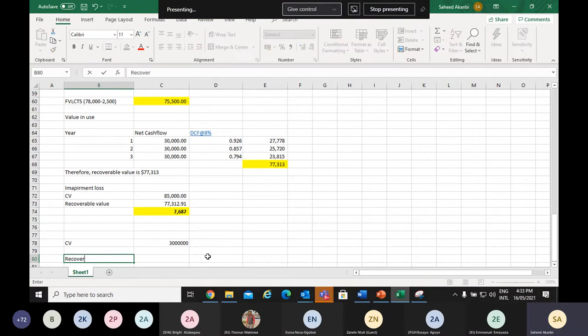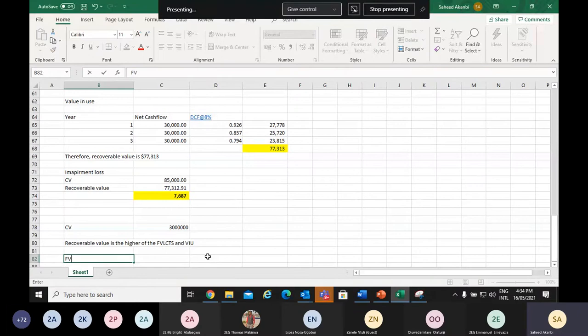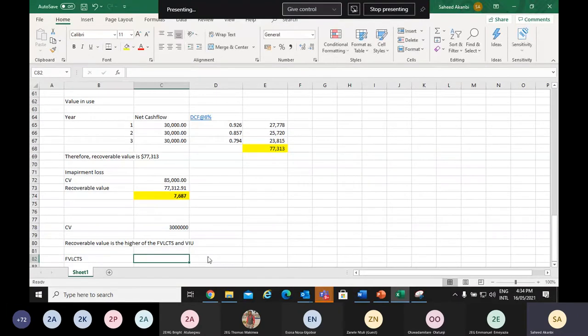So the recoverable value is the higher of the fair value less cost to sell and value in use. So fair value less cost to sell. In this question, what do I do? I think it's 2.7, Abi. 2.7 million minus 50,000. So which is 2,700,000 minus 50,000.